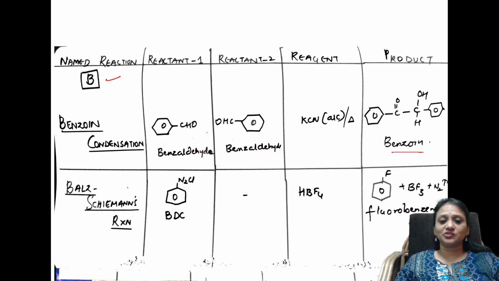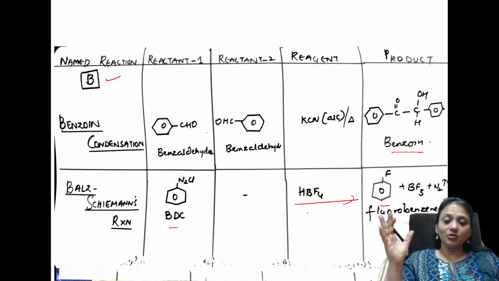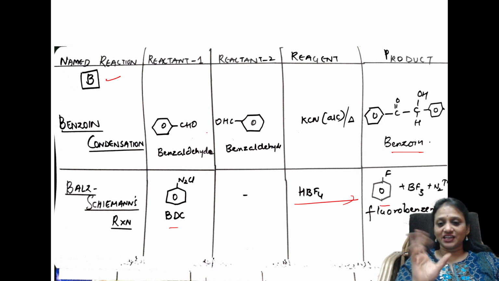So that's why benzoin condensation. In the same way, Balz-Schiemann reaction, what are we going to take? We are going to take BDC. What are we preparing? We are preparing fluorobenzenes in the presence of what reagent? HBF4. So, all the information is there in one page.